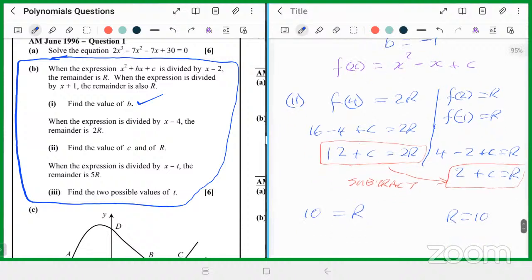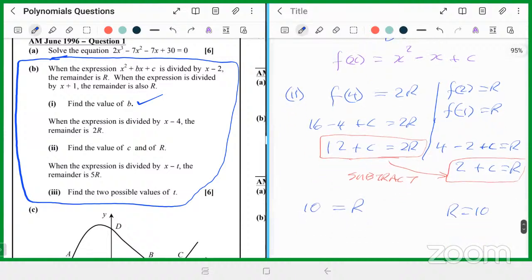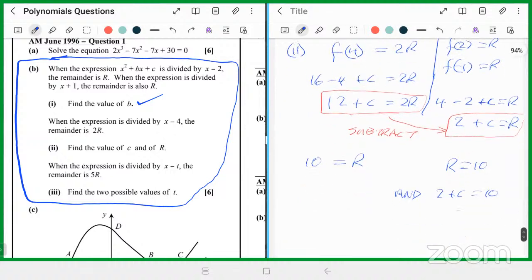All right? They want to find the c now. So r equals 10. We can plug the 10 right here. So we can say 2 plus c is equal to 10. So c equals 8. I could also use the other equation: 2 times 10 is 20, 20 minus 12 is 8. So that is it. The c is 8 and r is 10.